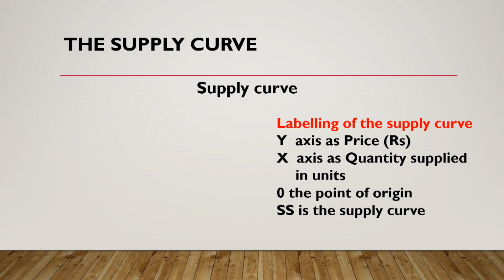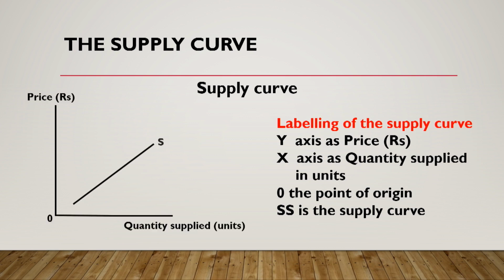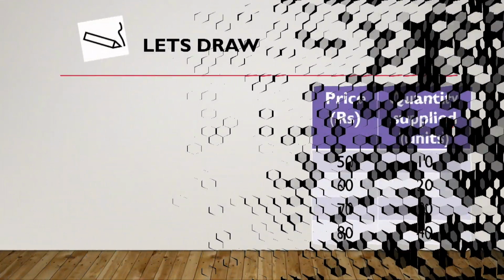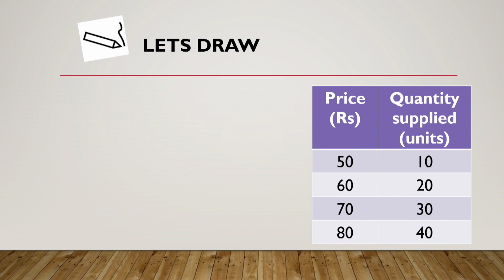Now, let us see how to draw the supply curve. In the supply curve, there are the y-axis, known as price, the x-axis, known as quantity supplied in units, 0 is the point of origin, and SS is the supply curve. Here is an example of how to draw a supply curve.